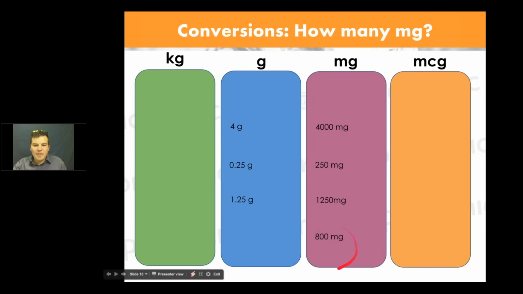So the last one, going again, is 800 milligrams. 800 milligrams is how many grams? So we need to do what? No more multiplication. We need to divide. So if we divide by 1,000, then we should end up with 0.8.